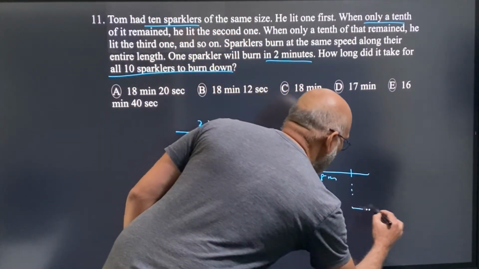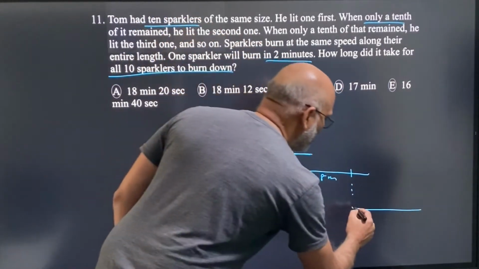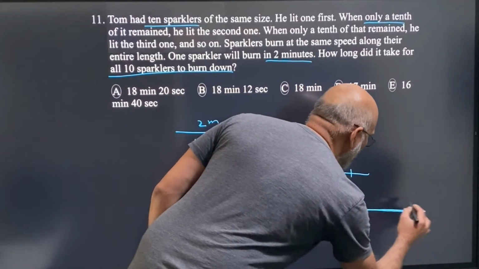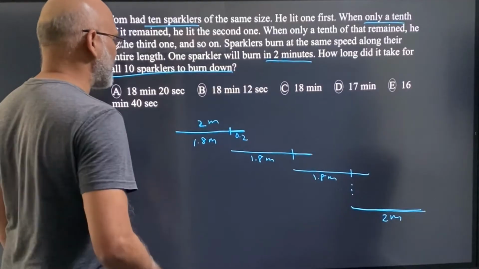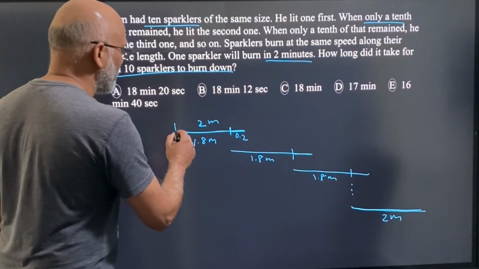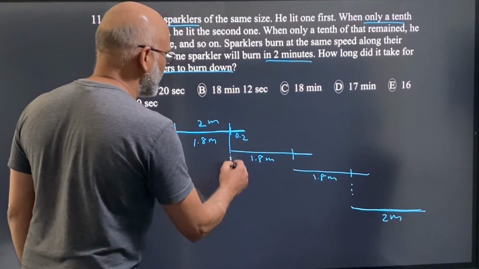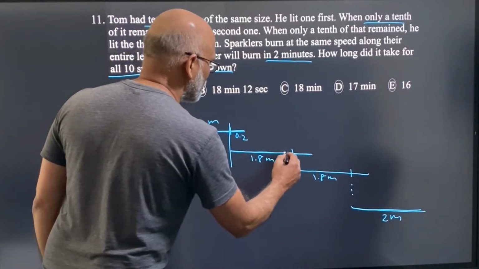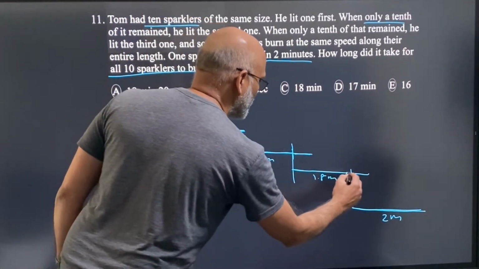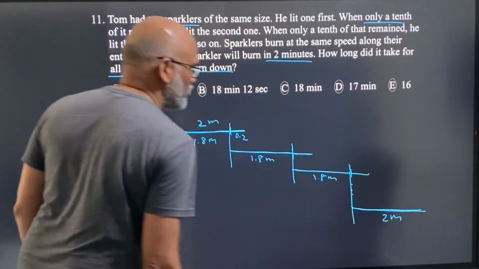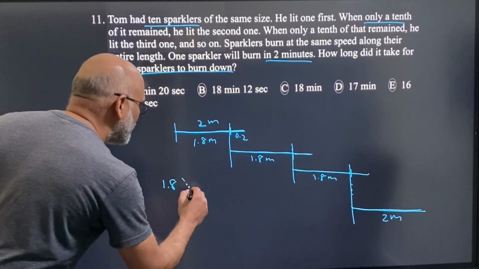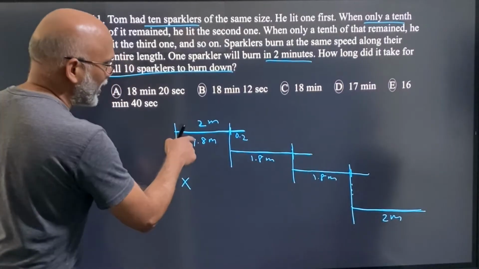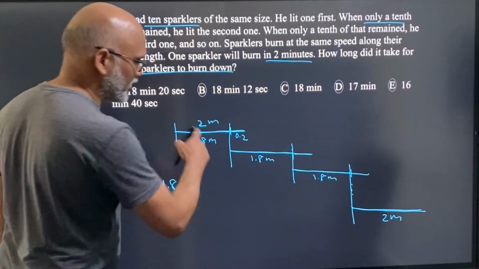Finally, he is going to lead the last one, but the last one is going to burn the whole time, 2 minutes, right? So here, as you can see, you can just add it up. We start from here, go here is 1.8 minutes. Then next one starts, this is 1.8, again 1.8, and then at the end 2. So 1.8 times, how many 1.8s? 9, right? Because there are total 10.